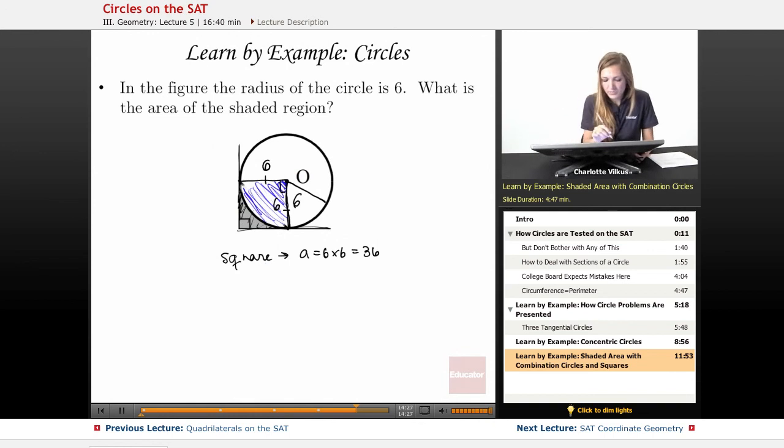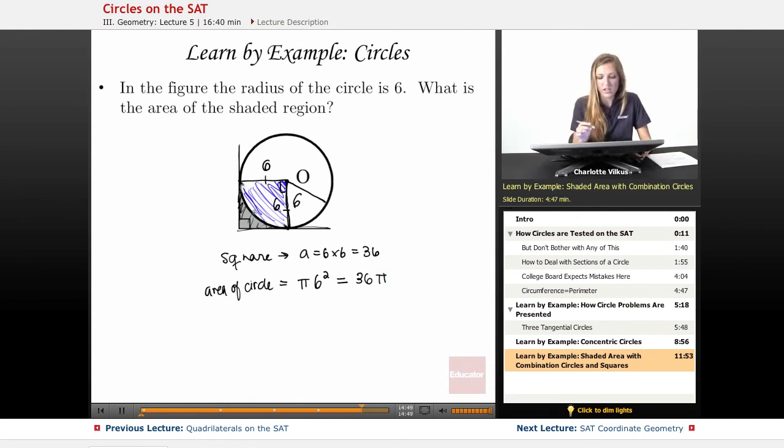So here, the area of the circle is pi times 6 squared. That totally would be 36 pi. But what I'm looking at is only a quarter circle.